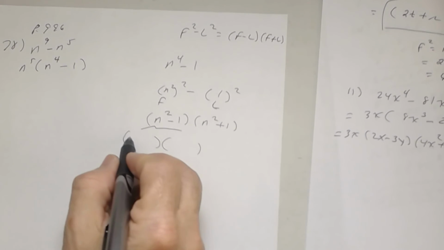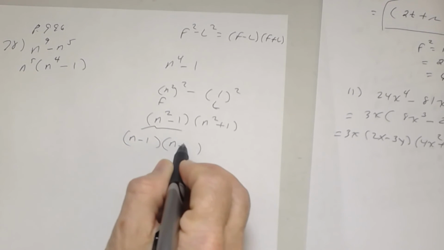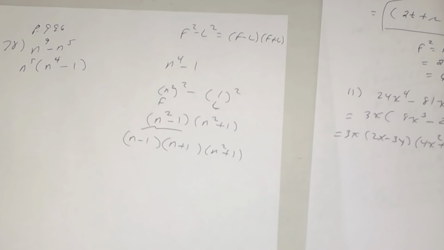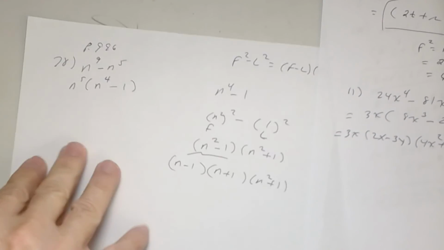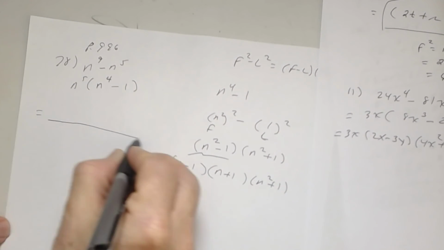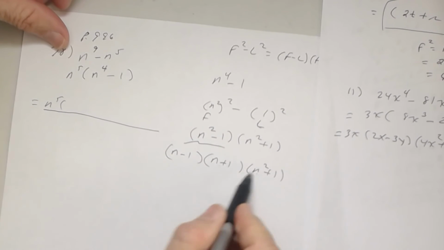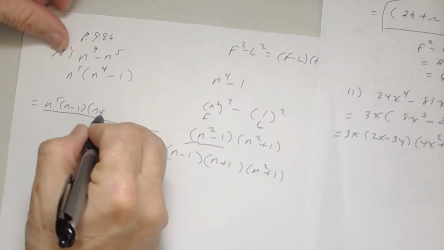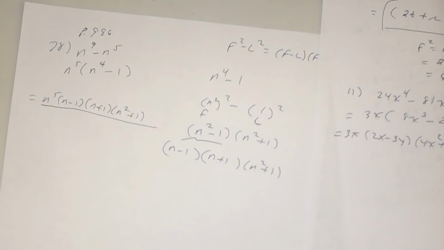So what's n squared minus 1? n minus 1 times n plus 1. And then you just bring down the sum of two squares. Okay? But be careful, don't say that that's your answer because you also had a GCF of n to the 5th. So the answer then will be n to the 5th times these three factors: n minus 1, n plus 1, n squared plus 1. Okay, so that'll be your answer.